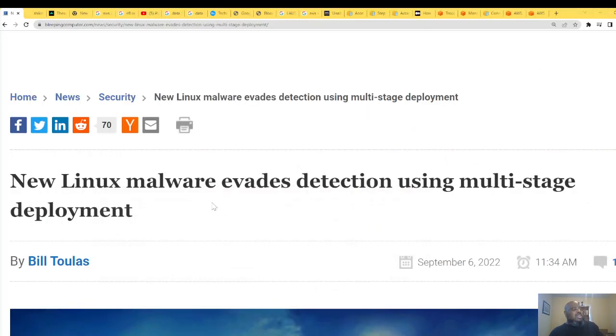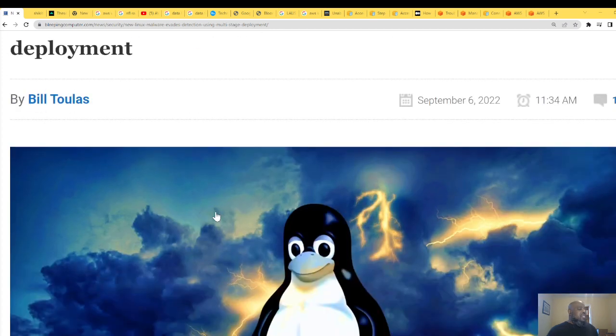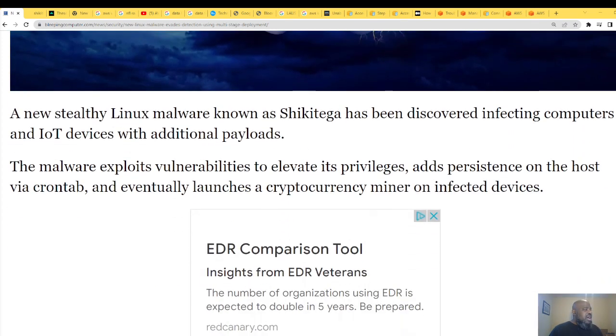You see it right there. New Linux malware evades detection using multi-stage deployment. That's what we're looking at in the diagram, which is in the article. It's multi-stage. Makes it a little difficult to find, right? New stealthy Linux malware known as Shikitega has been discovered infecting computers and IoT devices with additional payloads. The malware exploited vulnerabilities to elevate its privileges, add persistence on the host via crontab, and eventually launched the crypto miner on affected devices, right?